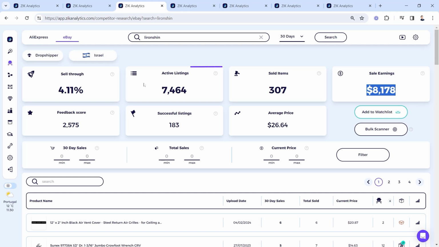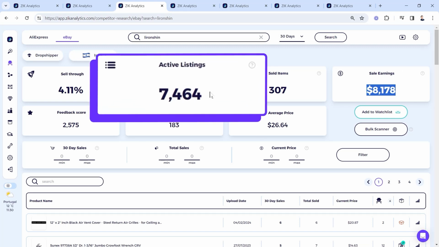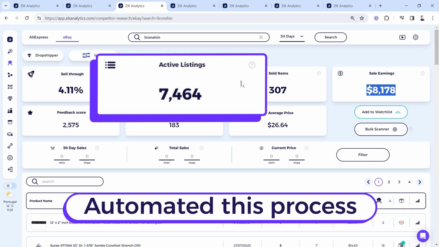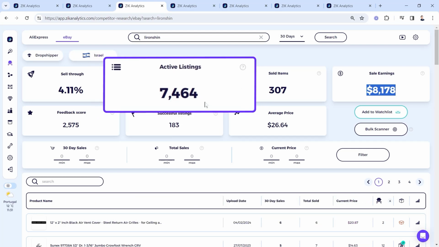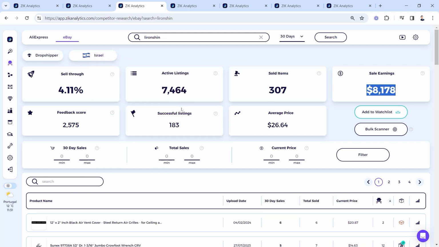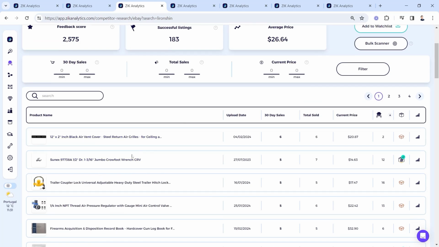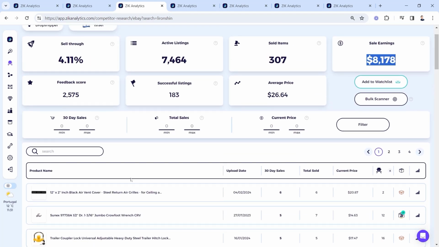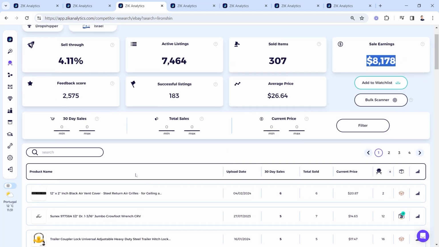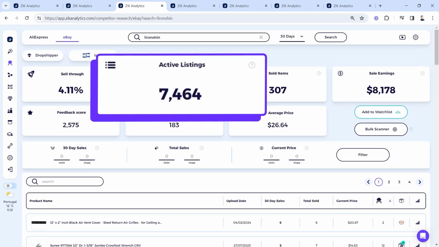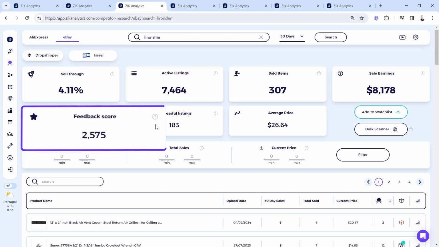Now, if a seller has a lot of active listings, it means that he's probably bulk listing. He's automated this process and is listing a lot of items. People that automate this process are usually also not optimizing their listings. We're going to dive into the list of products and see if we recognize any listing optimization or not. But it's telling us already that this guy, with 7,000 active listings, is probably bulk listing items from Amazon to eBay. Second thing I want to look at is the feedback score.